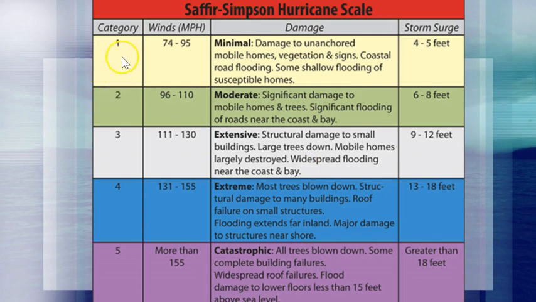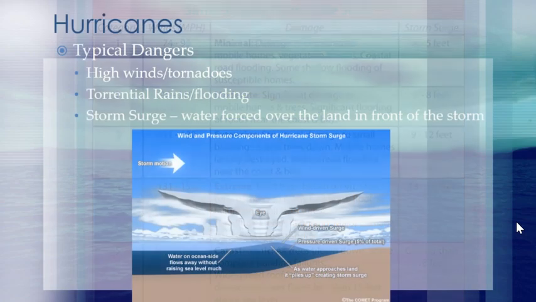But these are the different categories of hurricanes. You don't need to know the wind speeds necessarily, but you want to think about the differences in the damage that occurs as you get faster and faster wind speeds. Also pay attention to the storm surge, because storm surge is actually the most lethal part of a hurricane.